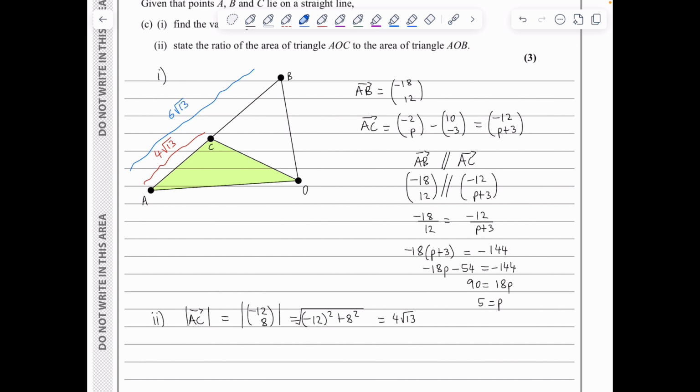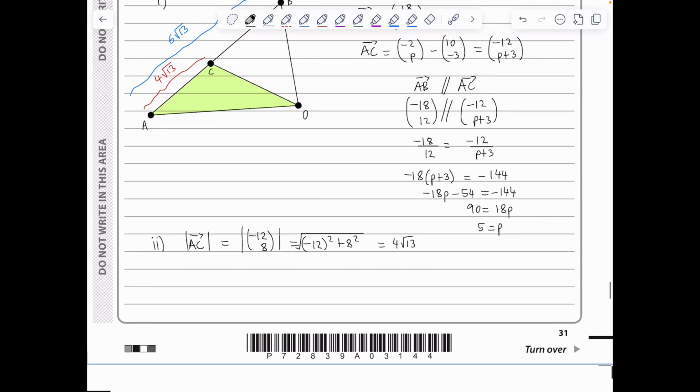So going to our diagram here, AC is 4 root 13, whereas AB was found to be 6 root 13. We can see that both triangle AOC and triangle AOB have the same height, and the only thing that changes is the base. So the base of AOC is 4 root 13, whereas the base of AOB is 6 root 13, and therefore the ratio of the areas will be exactly the ratio of the bases, simply because the height remains the same. So for triangle AOC to triangle AOB, the ratio is going to be 4 to 6, which simplifies to 2 to 3.